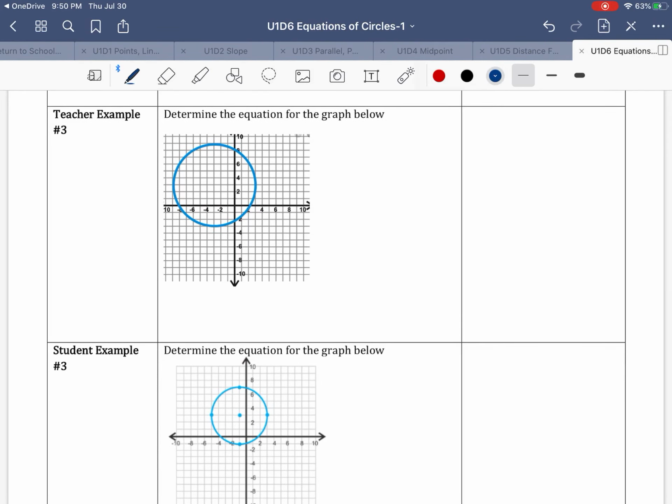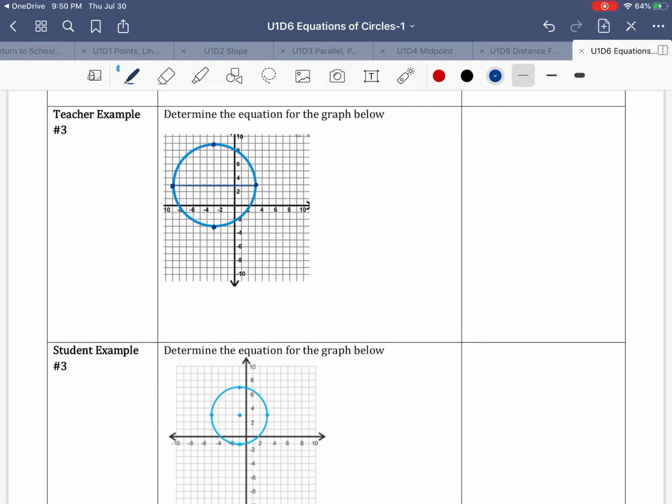All right, let's move on to teacher example number 3. Given this diagram, we're asked to determine the equation of the graph. So I want us to find some points that we can identify on the circle. I'm just going to put some dots there. And then I'm going to count from one edge to the other edge. And I know that that's going to have to go through the center of the circle. So that's essentially going to be my diameter.